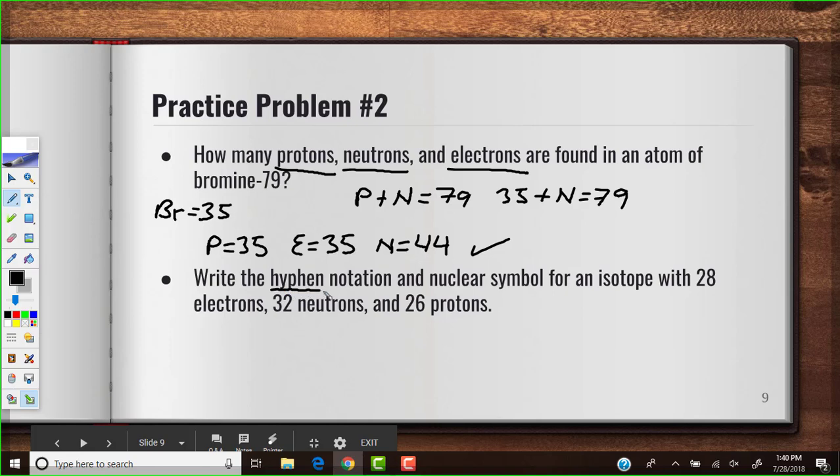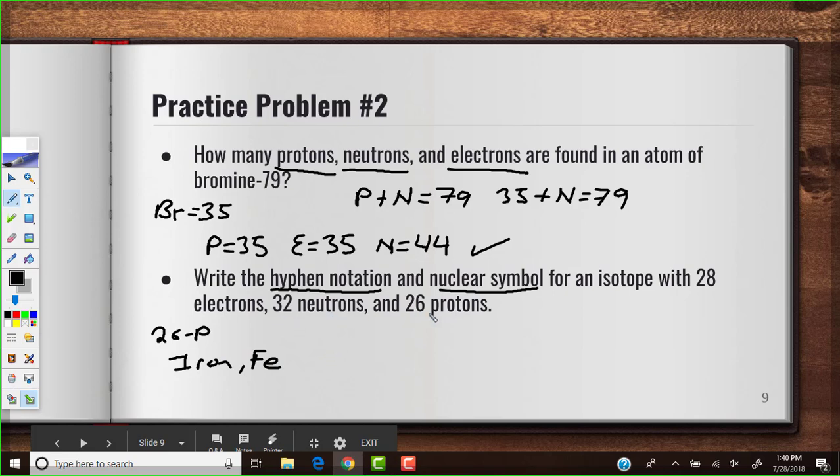It says to write the hyphen notation and the nuclear symbol for an isotope with 28 electrons, 32 neutrons, and 26 protons. Well, let's do some work here. So we've got 26 protons, right? And that's the number that determines the element on the periodic table. So if we look at our periodic table, we know that we are dealing with iron, or the symbol Fe.